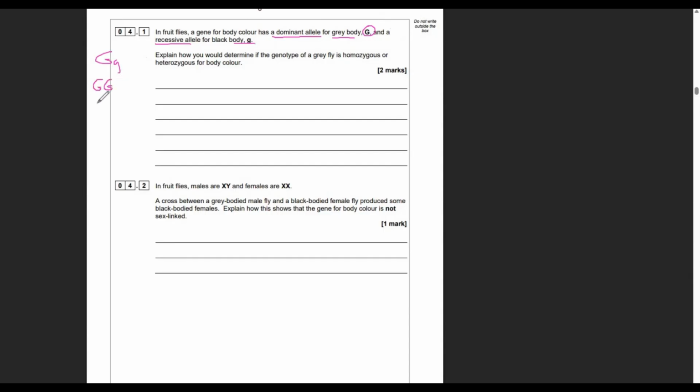So we've got a fly, and it could be big G, big G, or big G, little g, because big G, little g is grey, and big G, big G is grey.